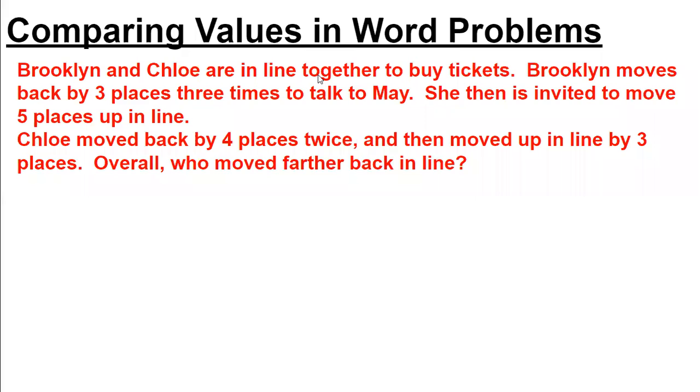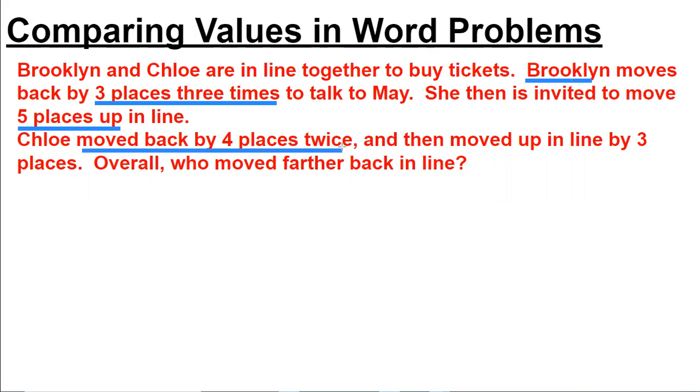So what on earth is this talking about, right? So we have Brooklyn. She moves back by 3 places 3 times, and then she's invited to move 5 places up in line. Chloe moved back 4 places twice, and then she moved up in line by 3 places. So what's the overall? Who moved back farther in line? Let's look at how to do this.